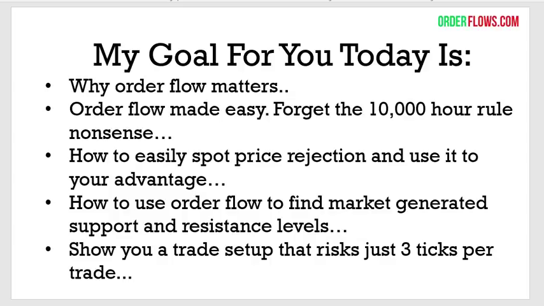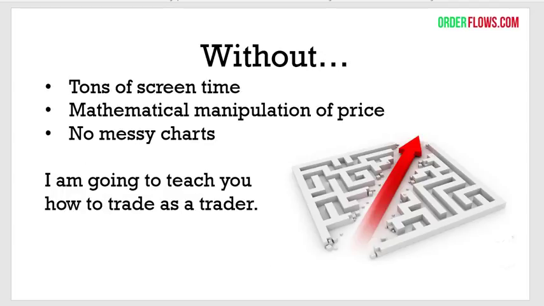Everyone always talks about you got to manage your risk. You got to keep your risk-reward ratio in line. You got to have 3 to 1. You got to have 4 to 1. People always come up with these magic numbers. And the basic thing you got to know is just have a low risk and have a good profit opportunity on the trade. And we'll show you how to do this without tons of screen time, without mathematical manipulation of price.